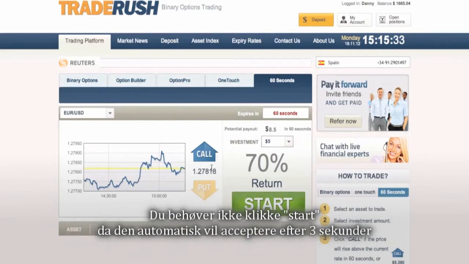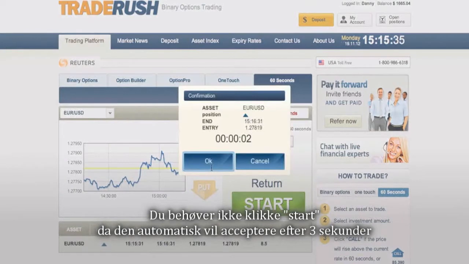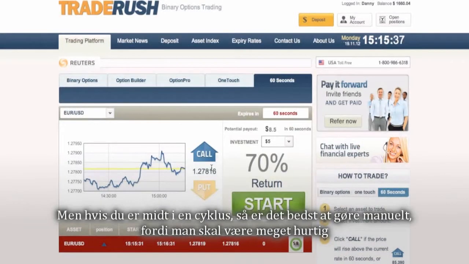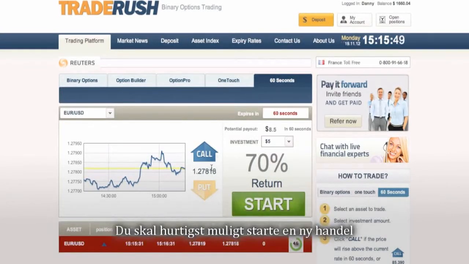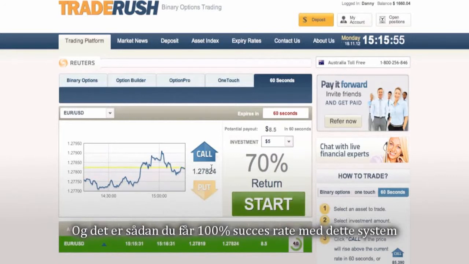Now you don't have to approve it, it will automatically approve after 3 seconds, but if you're in the middle of a trade or a cycle, it is best to approve it manually, because you have to be very, very quick. Now, when I say in the middle of a cycle, I mean if you lost your $5 trade and you want to put on your $10 trade, you have to strike as soon as possible because you want to catch that 0.5 decimal base fluctuation with 5 trades. And that is how you get 100% success rate with this system.